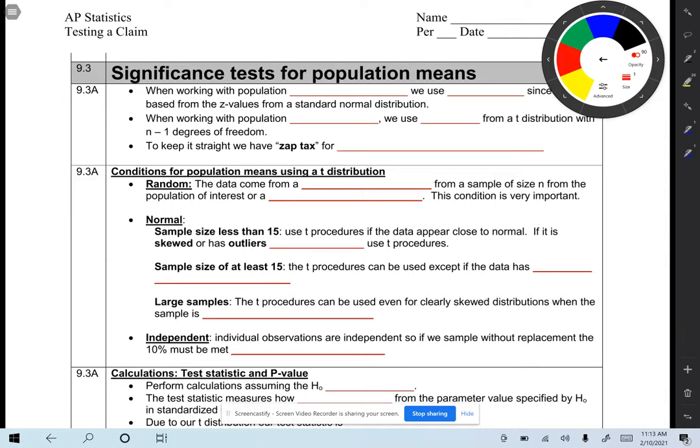Hello, AP Stat students. Today we will be doing 9.3a significance test for population means.